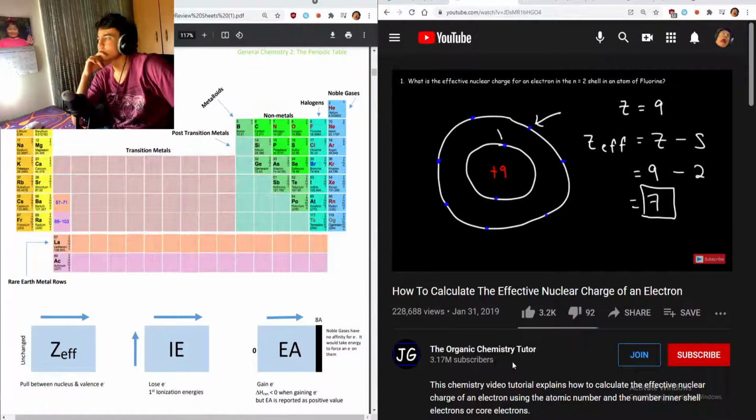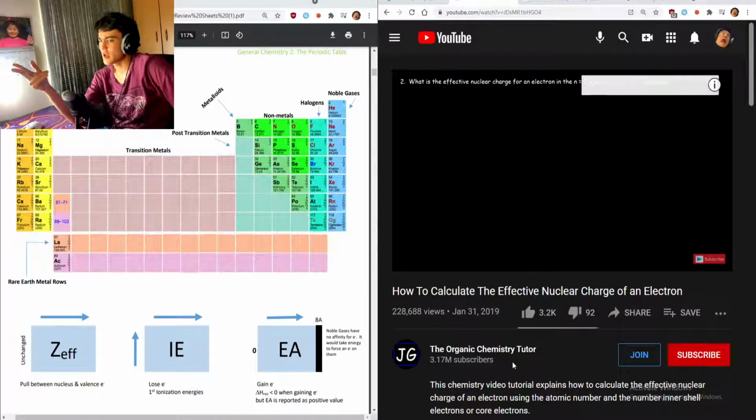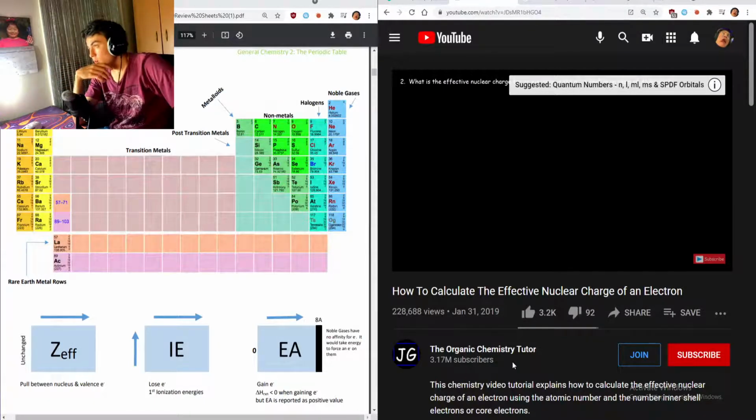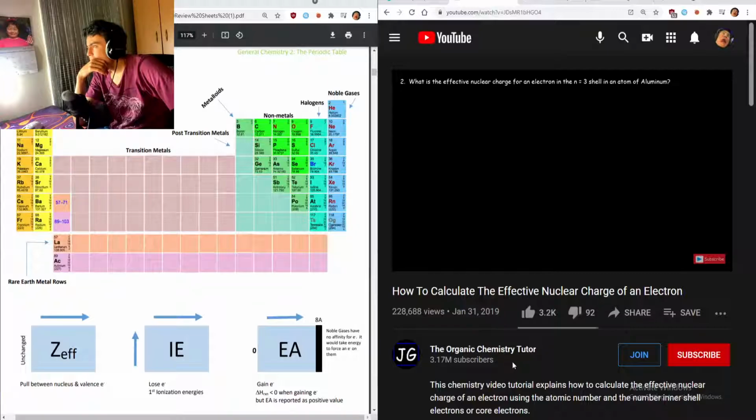Now, the n equals 1 electron, their effective nuclear charge is about 9, because there's no other electrons between this electron and the nucleus. They feel the greatest nuclear charge because they're so close to the nucleus. Now let's move on to our second example. What is the effective nuclear charge for an electron in the n equals 3 shell in an atom of aluminum?